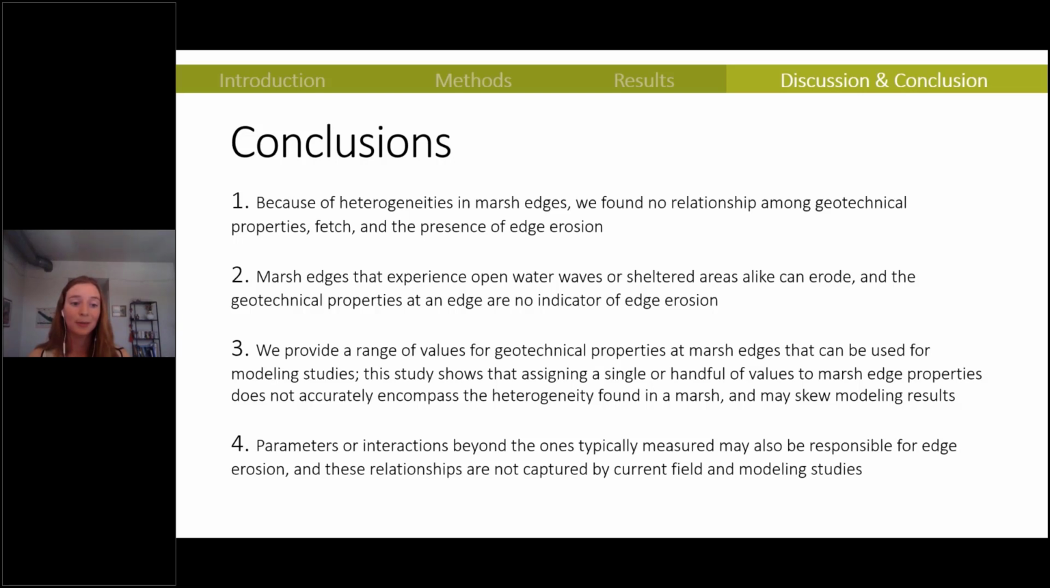And so finally, parameters or interactions beyond the ones typically measured may also be, or are likely, responsible for edge erosion. And these relationships are not captured by current field and modeling studies.